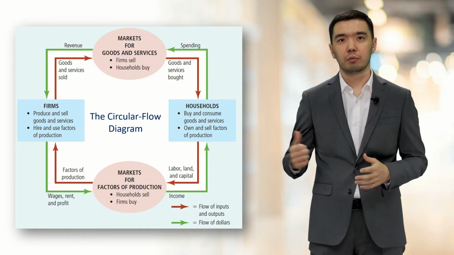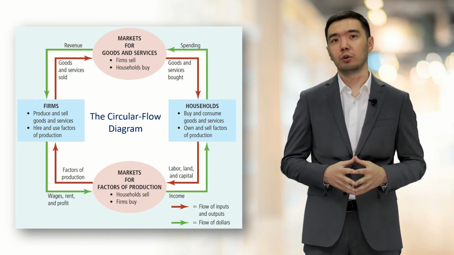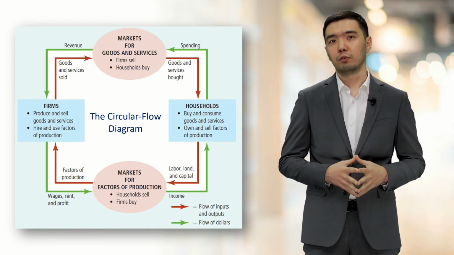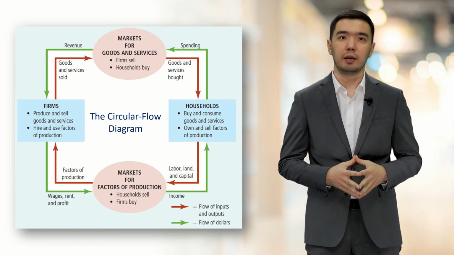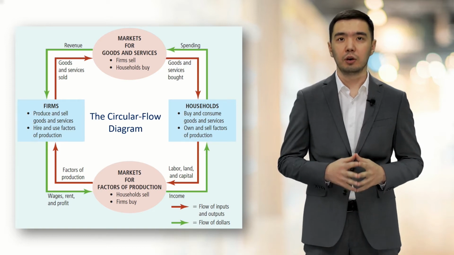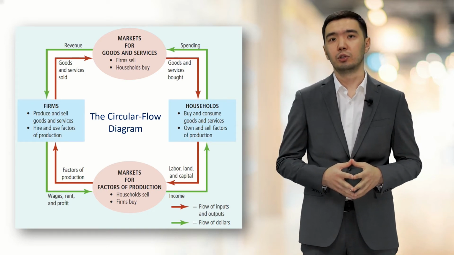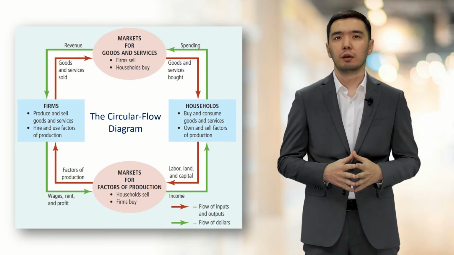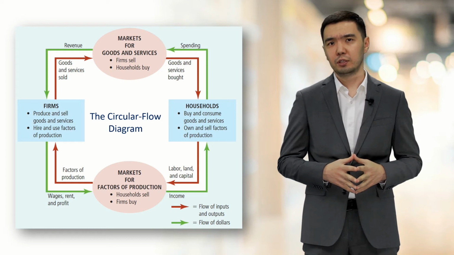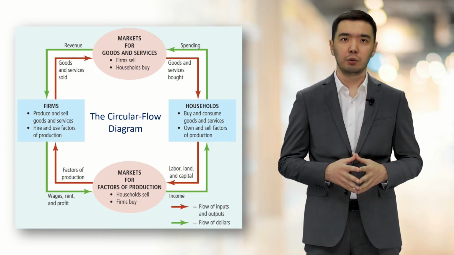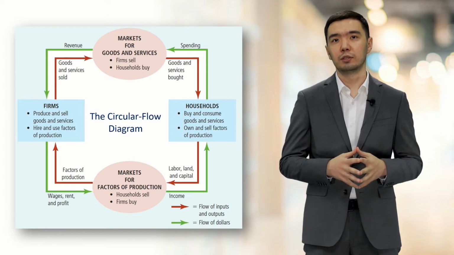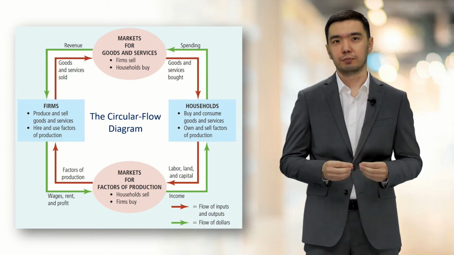This figure presents a visual model of the economy called the circular flow diagram. You can pause the video for a minute and carefully analyze the diagram. In this model, the economy is simplified to include only two types of decision makers: firms and households. Firms produce goods and services using inputs. Households own the factors of production and consume all the goods and services that the firms produce.